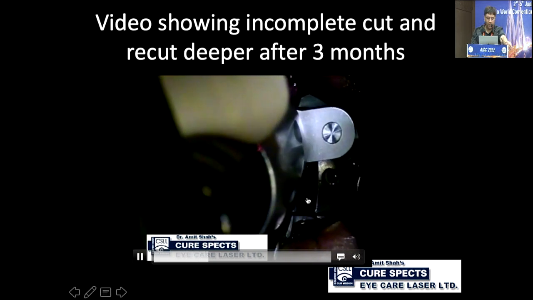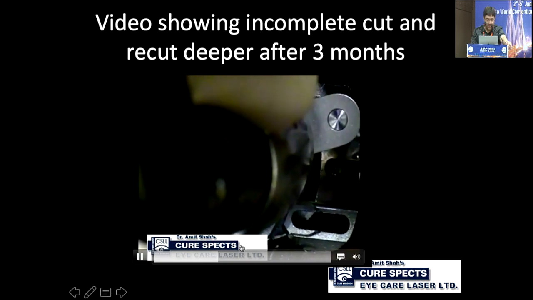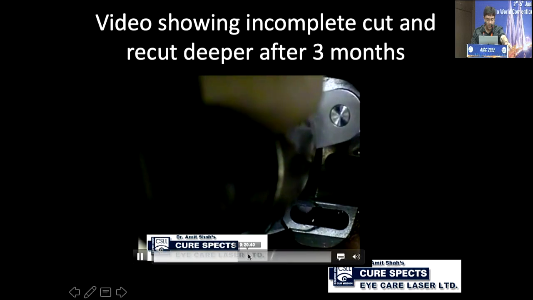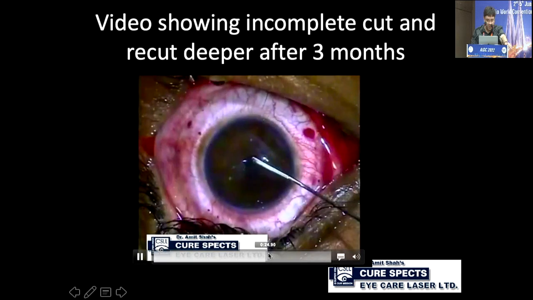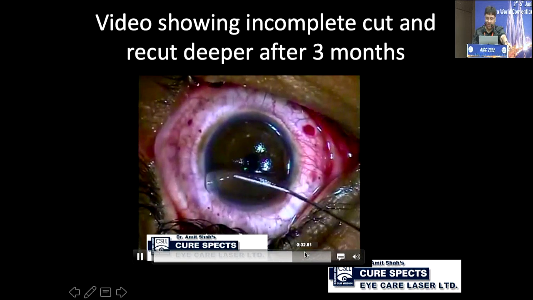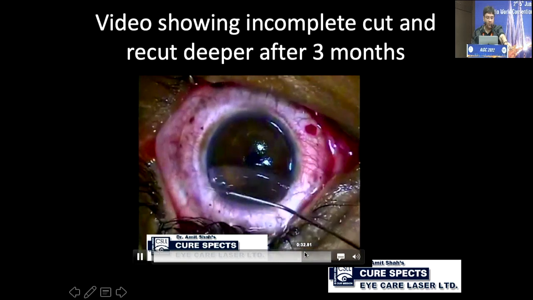I am not going to have a full flap. Just see, here I'm even trying to do it manually, but it's just not going through. And just see over here how it is. This is an incomplete flap just beyond the pupillary margin. So here you cannot go ahead and perform the ablation. You just have to abort the procedure.